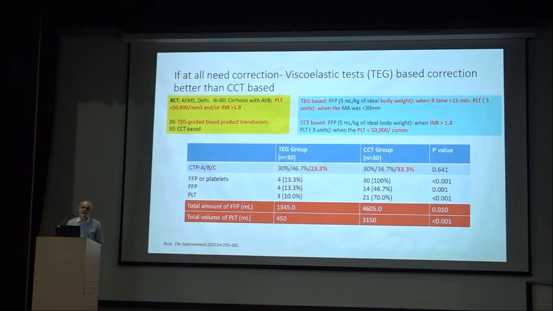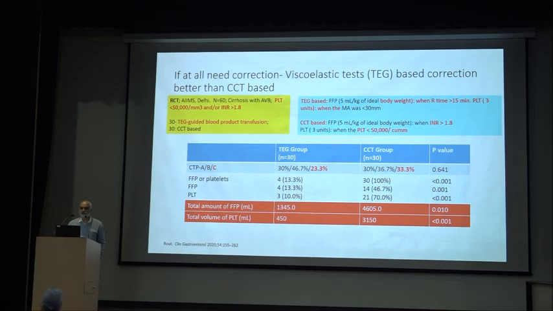Now, if we decide that we have to correct, then viscoelastic test based correction is better than the PT-INR or platelet based, that is, conventional coagulation test. This was an RCT from AIIMS, New Delhi. 60 patients with cirrhosis with acute variceal bleed, platelets less than 50 and/or INR more than 1. They were divided, 30 into TEG based blood transfusion and 30 conventional coagulation based.